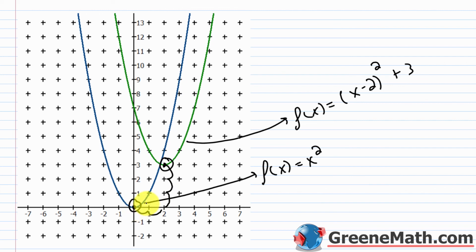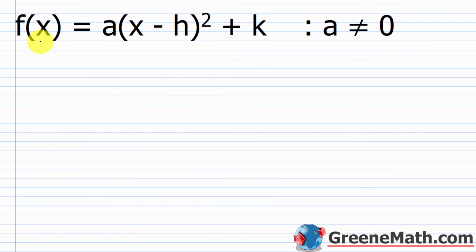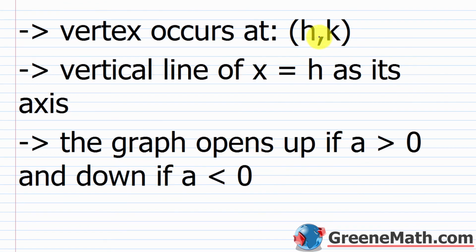This is all you really need to do on your test, especially if it's presented to you in a graph. You can just count the shift to the right or the shift to the left, and then count the shift up and down, right? So very, very easy to do if you get it on a graph. So when we see the format f of x equals a times the quantity x minus h squared plus k, where again, a does not equal 0, we can say the vertex occurs at h comma k.